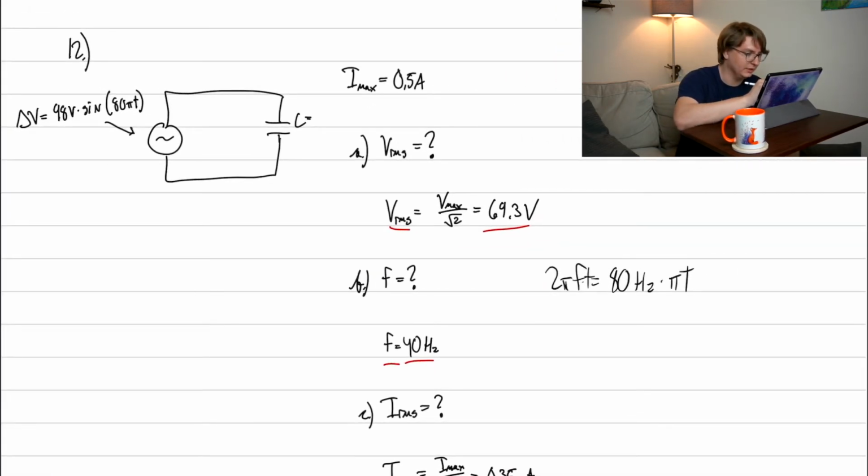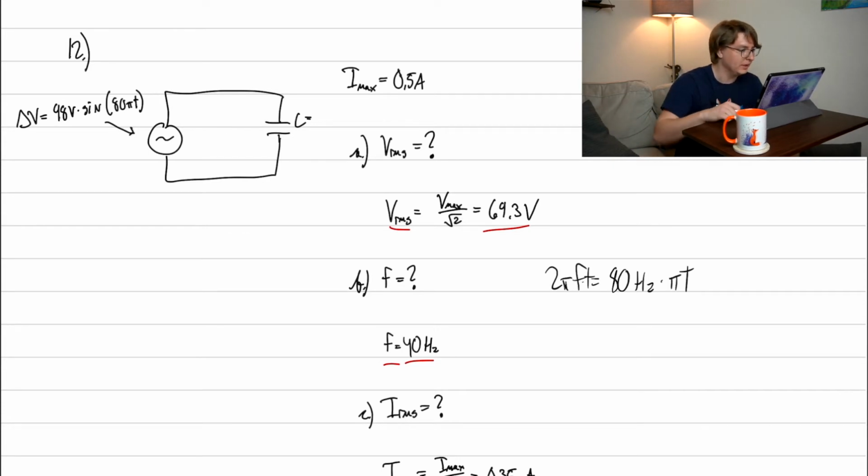We want to find the RMS voltage. How do we do that? Recall the RMS voltage is related to the maximum by dividing by the square root of 2. How do we know the maximum? Well, it's that term sitting out in front of the sinusoid. It's the amplitude, the maximum value. So we put that 98 volts in here, divide by the square root of 2, and get 69.3.